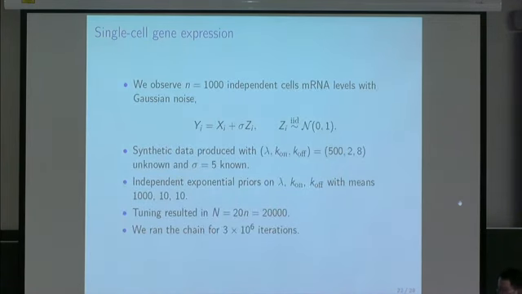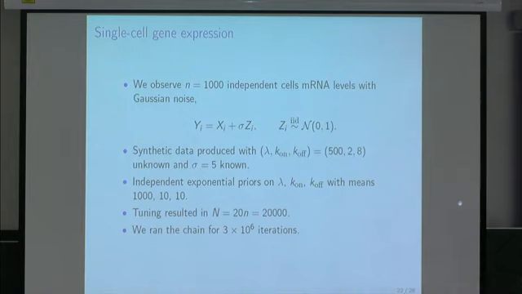So here we observe 1,000 independent cells' mRNA levels with Gaussian noise. This is quite a simple model using synthetic data with these values of the parameters. And I assume that I know the noise level, just to make the inference more interesting in some sense. And we put independent exponential priors on gamma, k on, and k off.